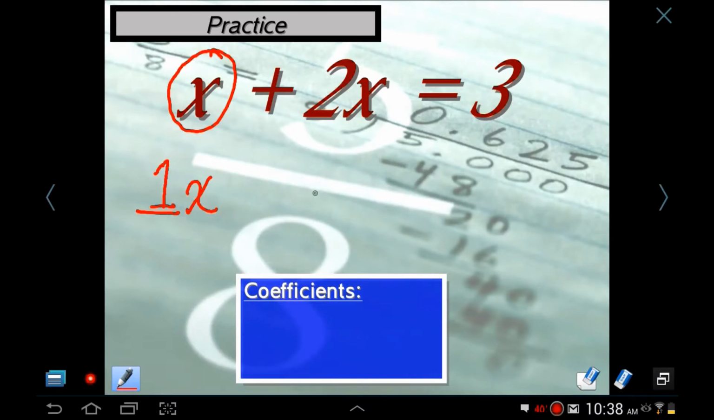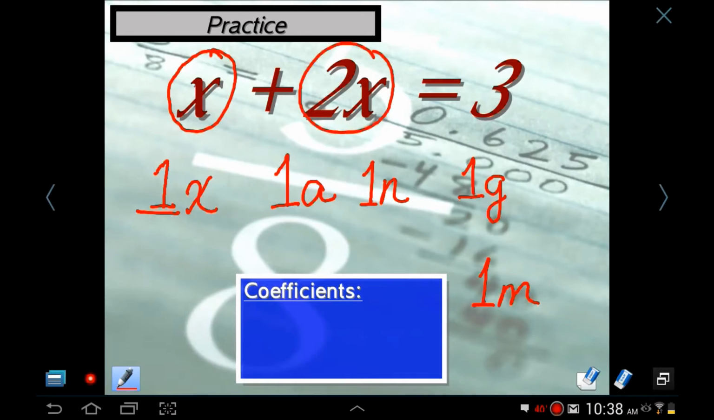So if you just see the variable A, that can also be expressed as 1A. If you see the letter N, that can be written as 1N. If you see the variable g, that can be written as 1g. So if it's just a letter, then the coefficient is automatically 1. Okay? If it's not just a letter, like 2x, then the coefficient obviously is 2. So the coefficients in this problem are 1, 2.